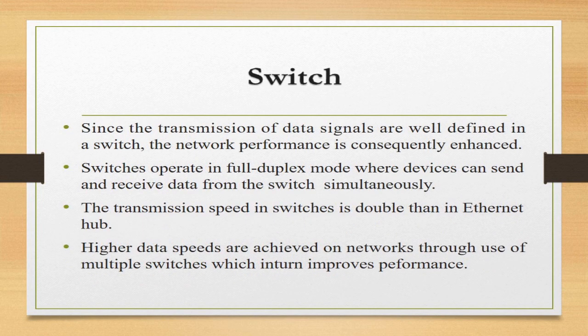Since the transmission of data signals is well defined in a switch, the network performance is consequently enhanced. Switches operate in full duplex mode, where devices can send and receive data from the switch simultaneously. The transmission speed in switches is double that of an Ethernet hub. Higher data speeds are achieved on networks through the use of multiple switches, which in turn improves the performance.